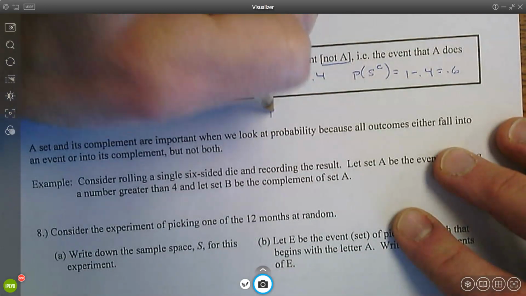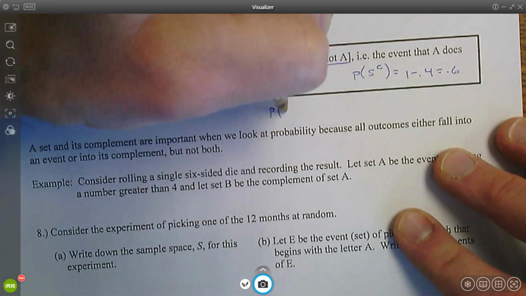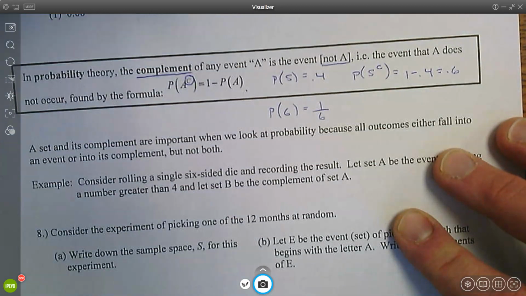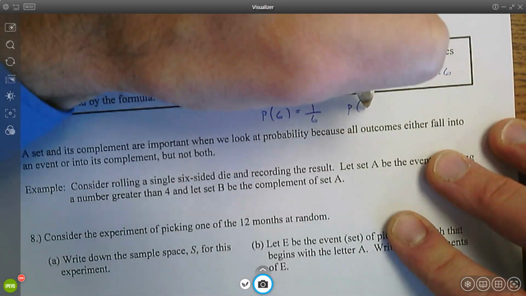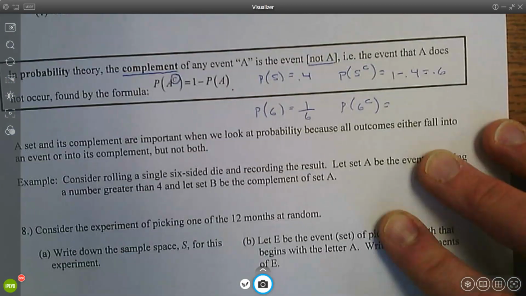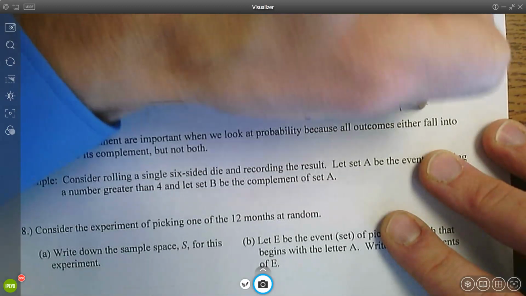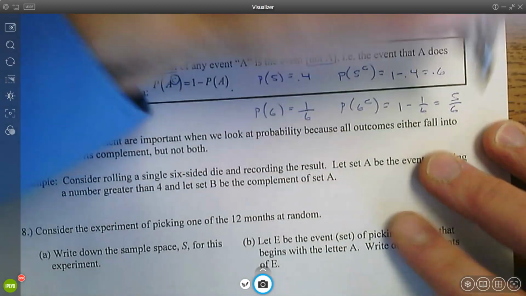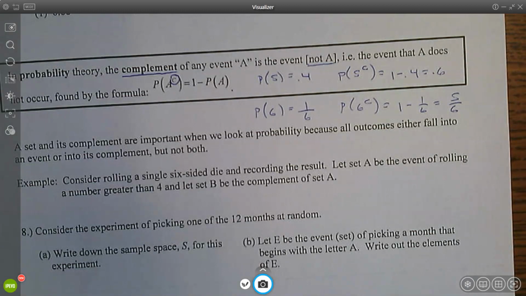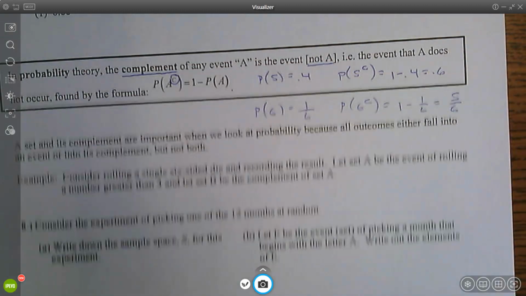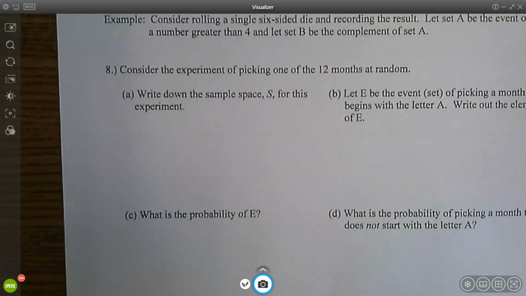Sometimes you'll see this in terms of fractions. What's the probability you roll a 6 on a die? Well, it's 1 out of 6. What's the probability you don't roll a 6? 1 minus 1/6, or 5/6. So that's just what we're going to apply here. I'm going to take a look at a couple of examples with you.